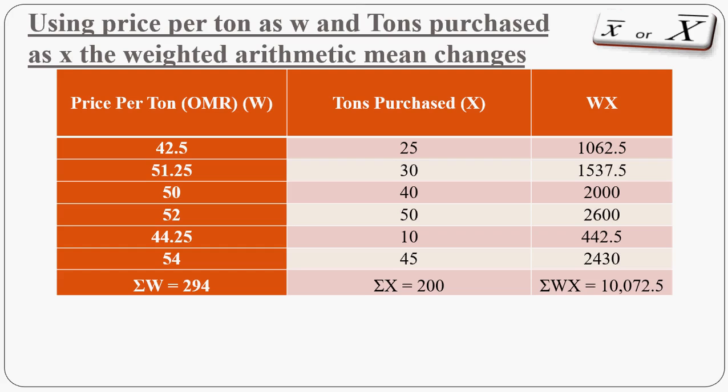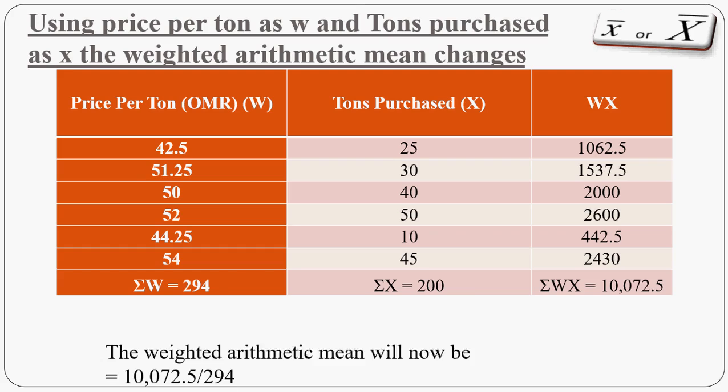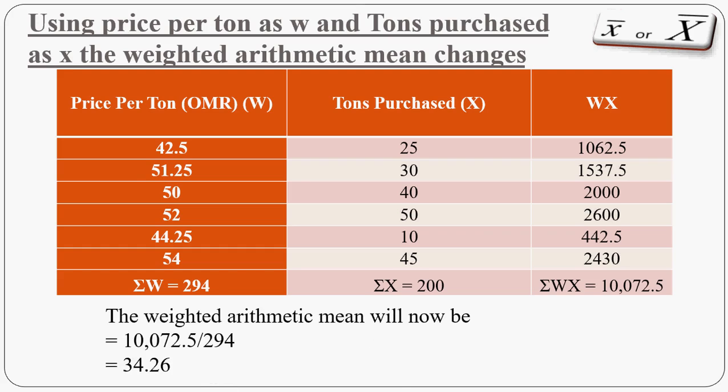Clear? So sigma W will be 294, sigma X will be 200, Wx you multiply, it is the same value. Now, when we apply the formula, the result here will be 34.26. So this is the difference between the previous problem and the current problem. Why? Because here I have used price per ton as W and the tons purchased as X. So that is the difference it has created between the earlier problem and this problem.